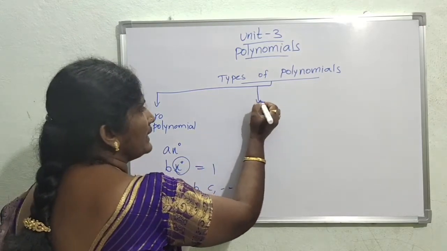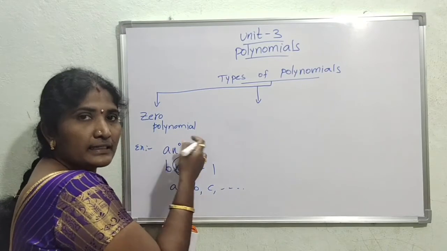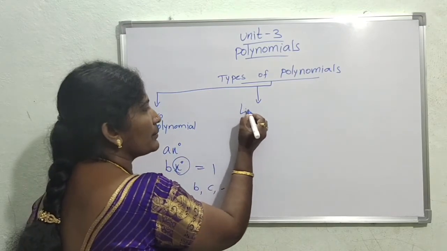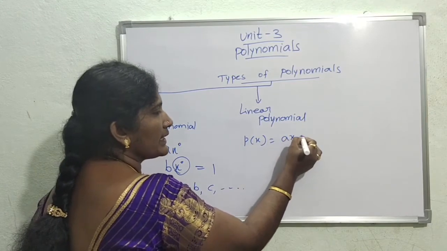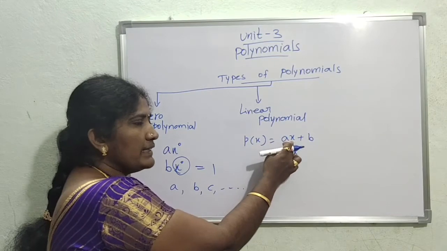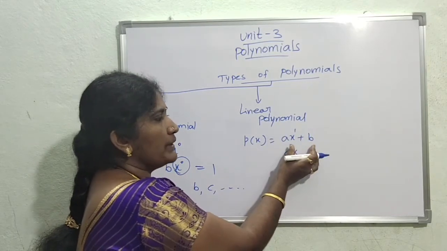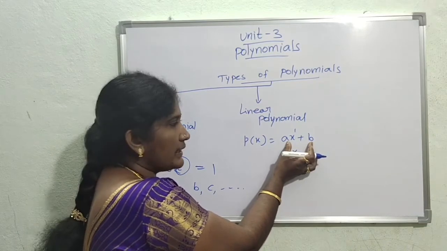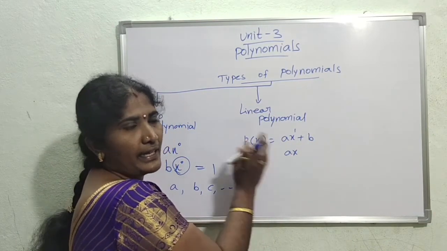Next, if the highest degree of the polynomial is 1, then it is called a linear polynomial. The general form of a linear polynomial is ax plus b or ax. Here the variable is x, highest power is 1. The linear polynomial with two terms is ax plus b. The linear polynomial with one term is ax.